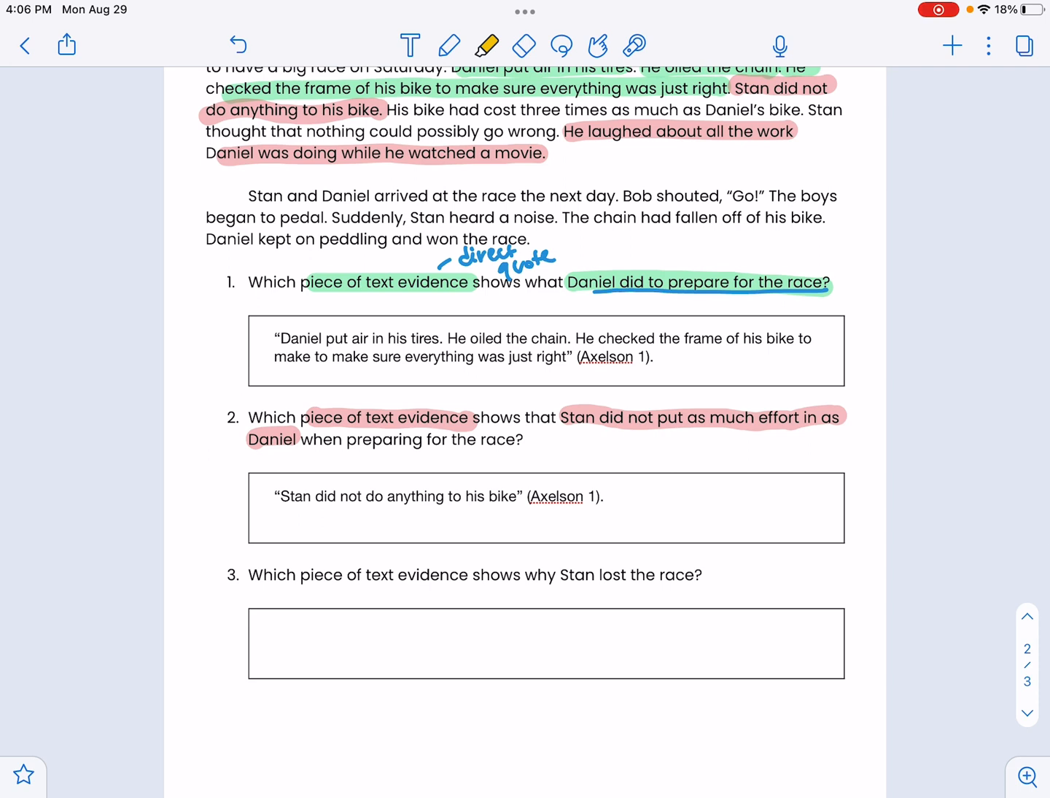Stan and Daniel arrived at the race the next day. Bob shouted, "Go." The boys began to pedal. Suddenly, Stan heard a noise. The chain had fallen off his bike. Daniel kept on pedaling and won the race.